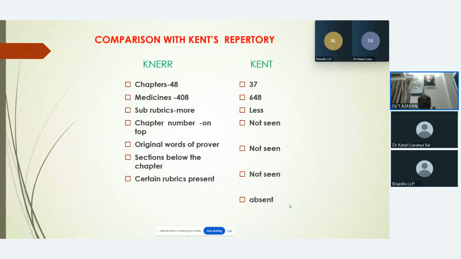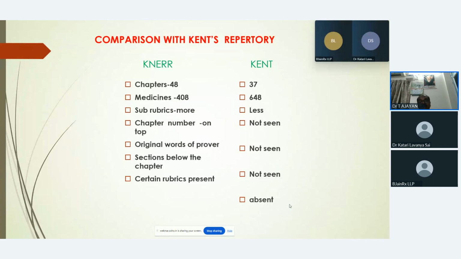Kentian repertory. Here chapters are 48, there 37. In the Kentian repertory, too many medicines are there, more than 200 medicines additionally. But in our Knerr repertory, only 408 medicines. Sub-rubrics are more. Chapter numbers are on top. Original words of the prover, selection, below the chapter, certain rubrics are present.